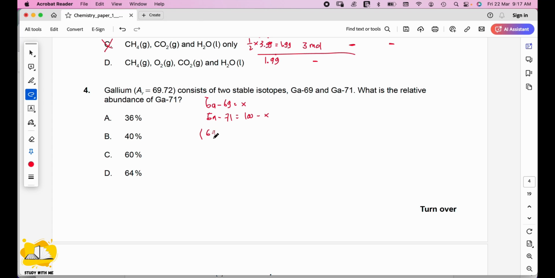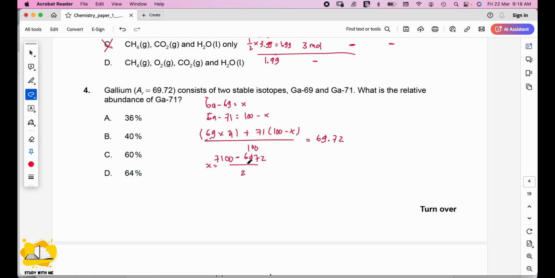So 69 times X plus 71 times (100 minus X), divided by 100, equals 69.72. After doing some math calculation, you will get 7,100 minus 6972 divided by 2.